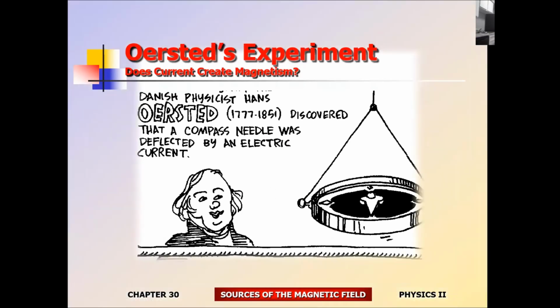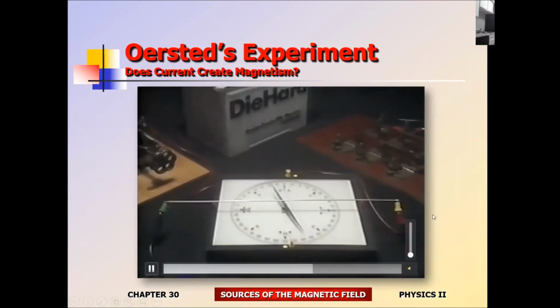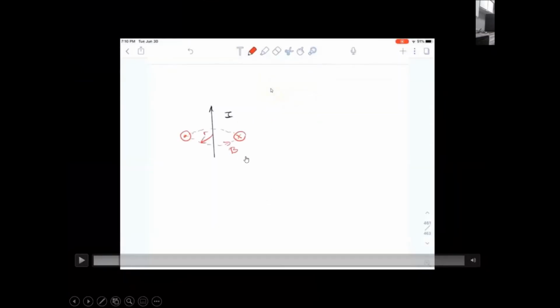Hans Christian Ørsted discovers that current causes magnetism. You can figure out the direction of the magnetic field, once again, using your right hand. This becomes right-hand rule number 2. Line up your thumb in the direction of the current, and the fingers will curl in the direction of the magnetic field. So the question becomes, how do you mathematically model this?